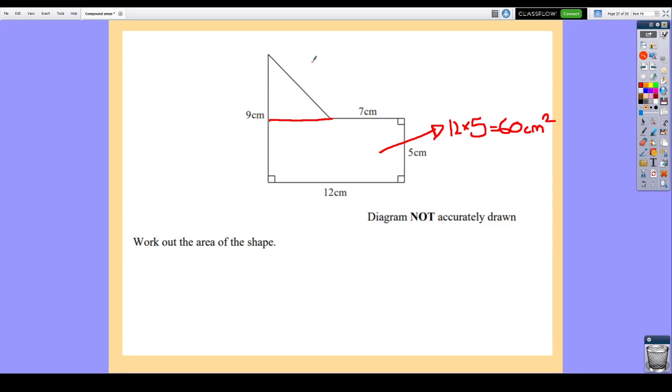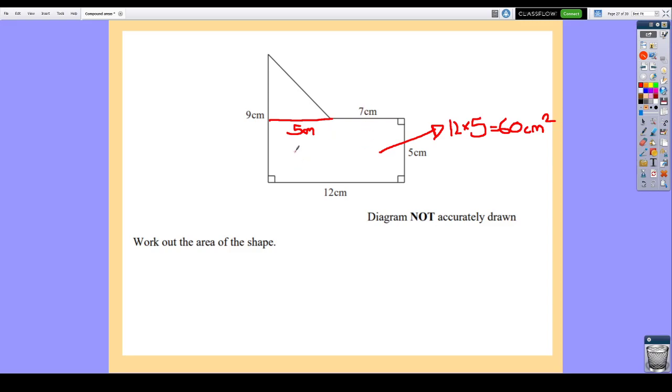The triangle, though, we actually don't know the base of it and we don't know the height of it anymore. What we did know was that the entire shape going across was 12, and then this part of the shape going across is 7. So we need to do 12 take away 7 to get the width of the triangle at the bottom. So 12 take away 7 is 5. So it's going to be 5 centimetres for the red line, the bottom of the triangle.